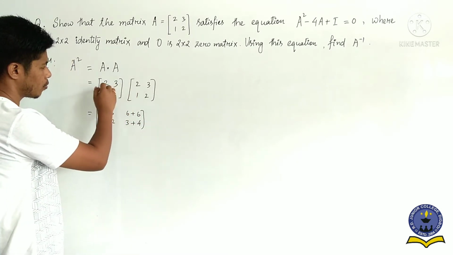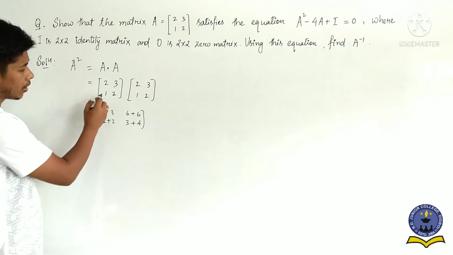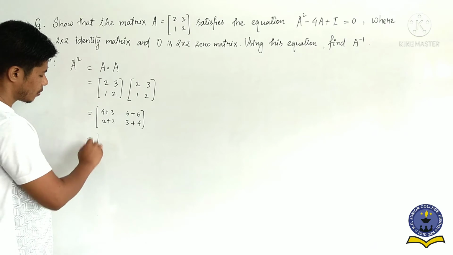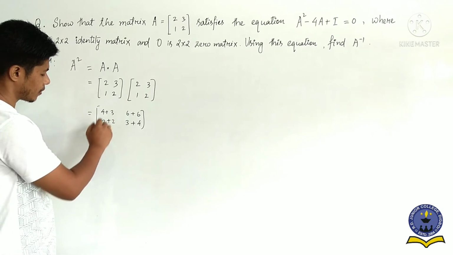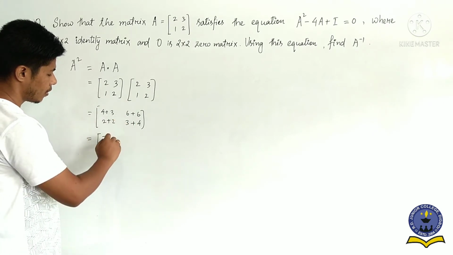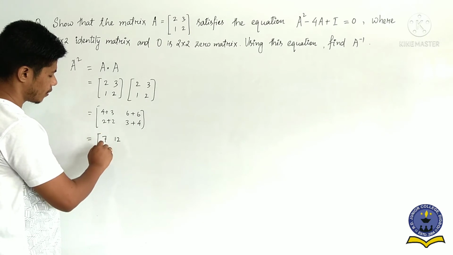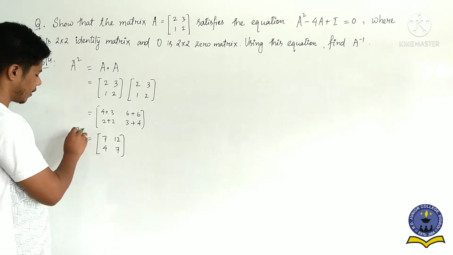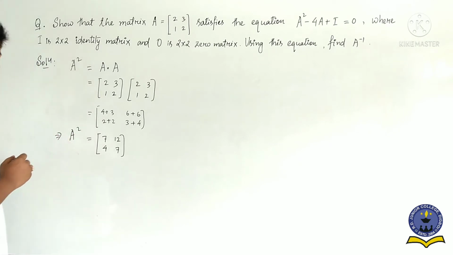So this is matrix multiplication: first row first column, first row second column, similarly second row first column, second row second column. All of you know this. If you calculate, what do we get? 7, 12, 4, 7. So A square equals [7, 12; 4, 7].